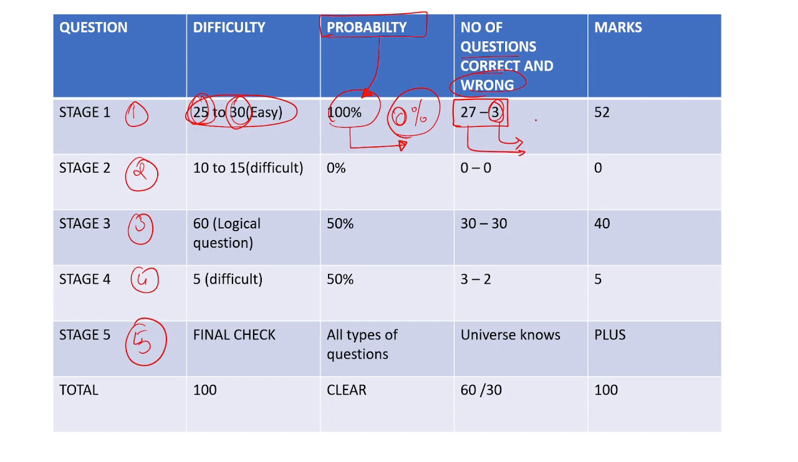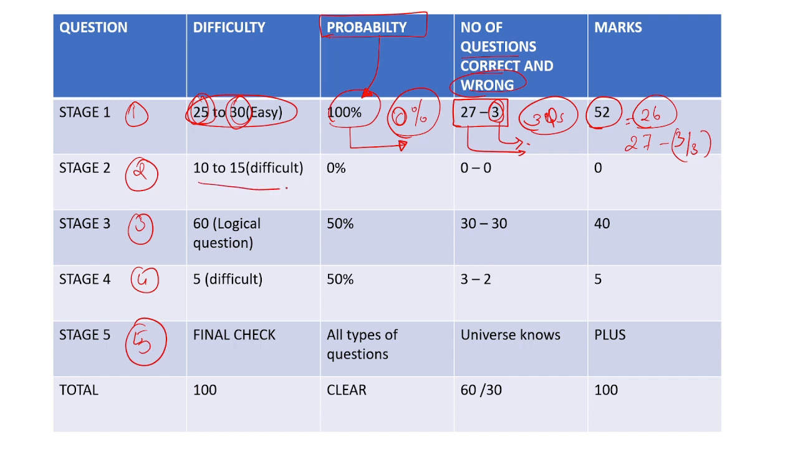That can happen. But let us assume this margin of error, 3 questions I am leaving. When you reduce these 3 questions, you will have 26. See, 27 minus 3 is 26. So you will get 26 net in these questions, that is 52.